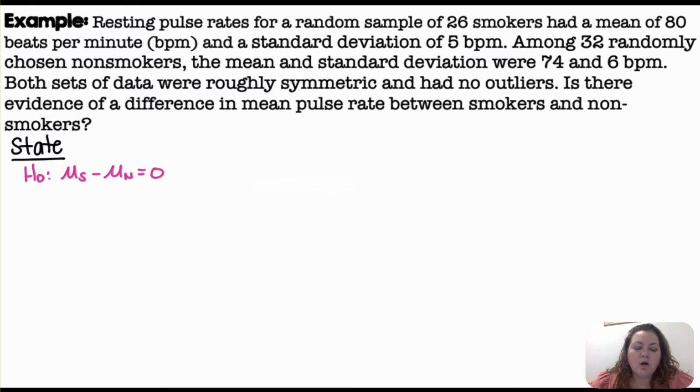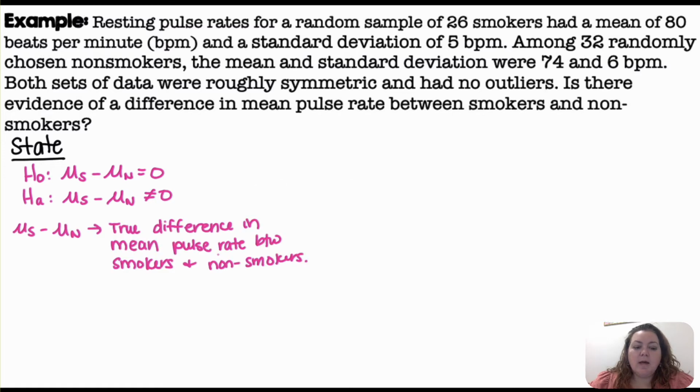State: our null hypothesis would be that the difference between smokers and non-smokers is equal to 0. And my alternative would be that there is a difference, so that the mean of smokers minus the mean of non-smokers does not equal 0. Mu s minus mu n is the true difference in mean pulse rate between smokers and non-smokers.